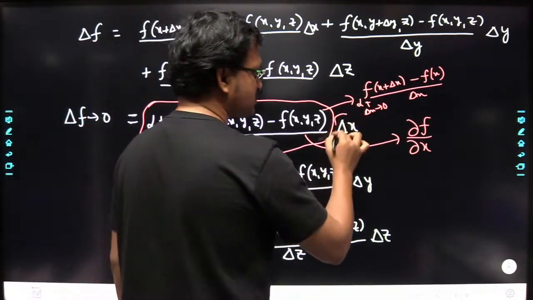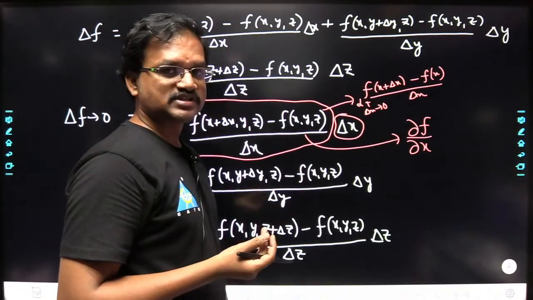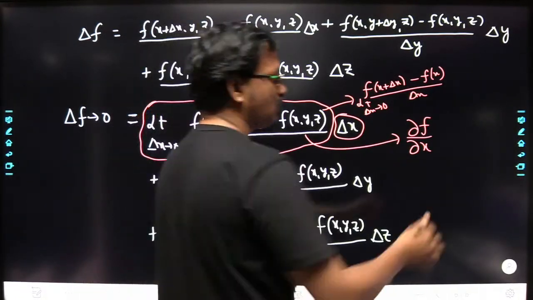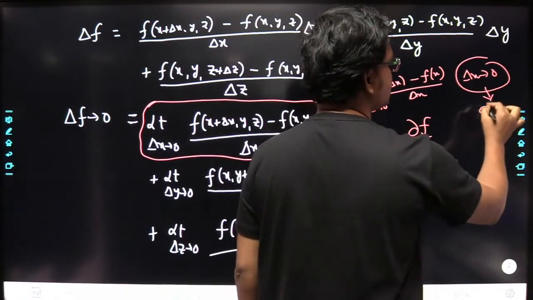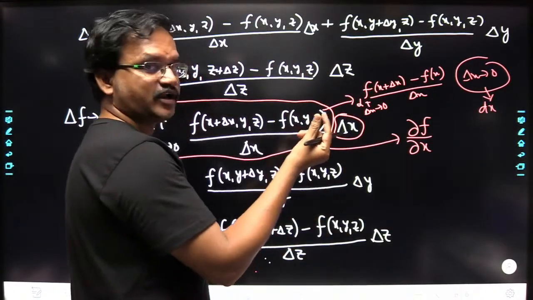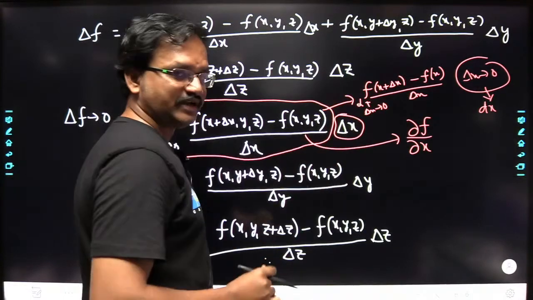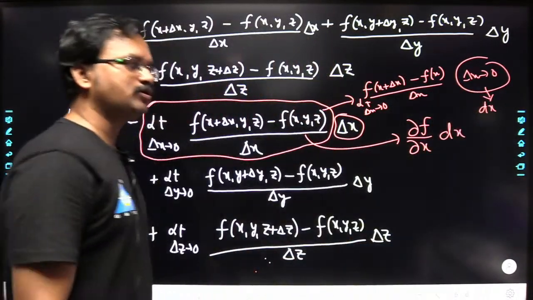So delta x tends to 0 here. As delta x tends to 0, you can represent it as dx. The change in x is tending to 0, that means you can represent it simply as dx. So dou f by dou x into dx here.